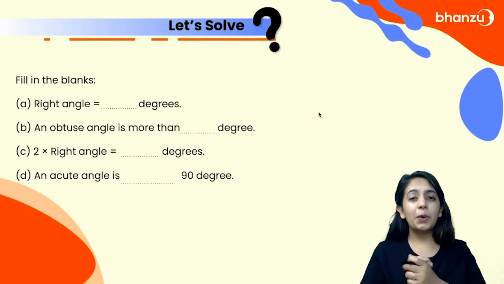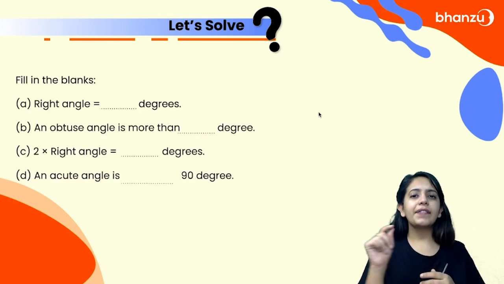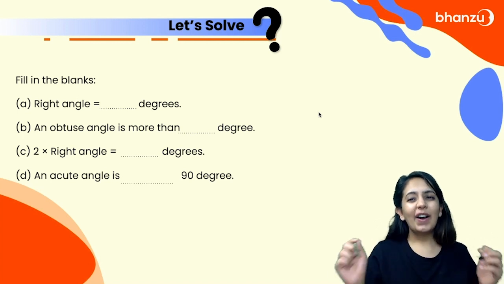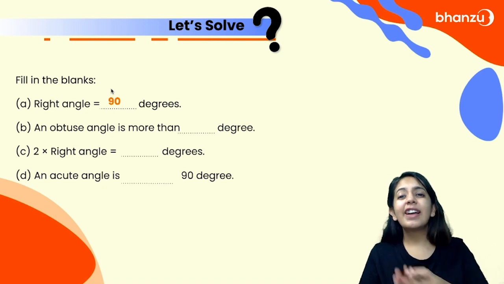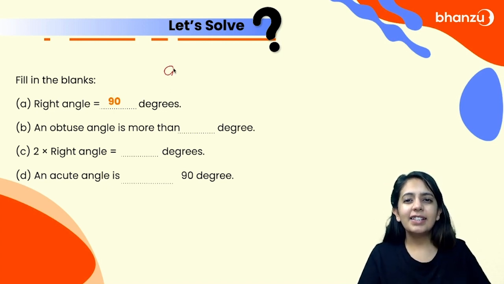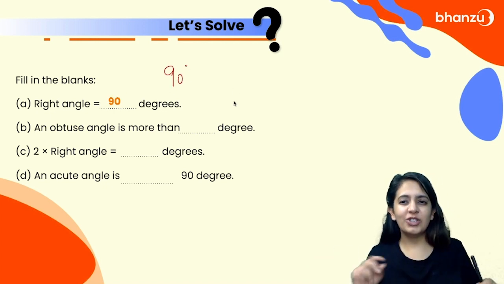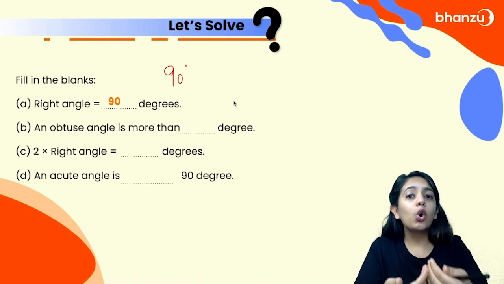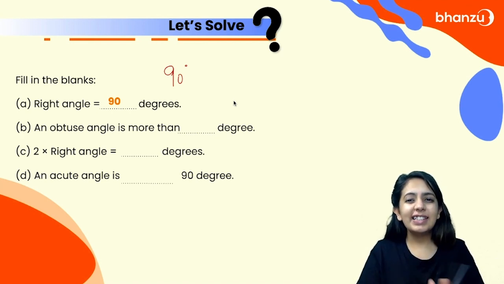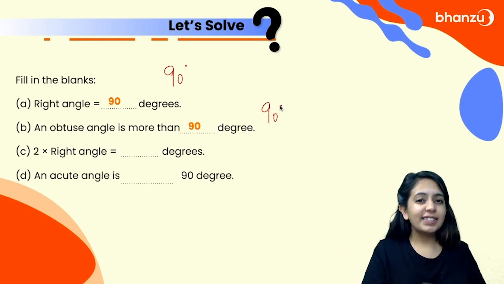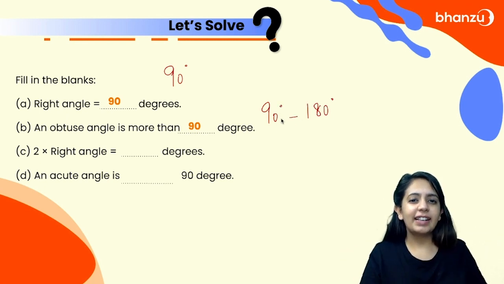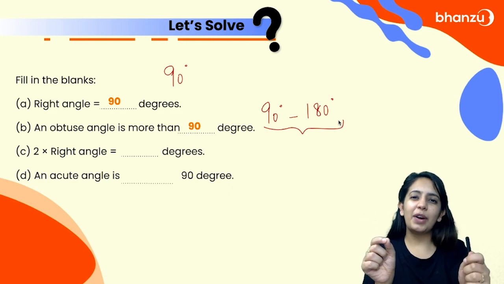Now moving on to the next question. Pause the video and figure out the answers to this question. Alright, one right angle is equal to how many degrees? It is equal to 90 degrees. That is this. Okay, next question. An obtuse angle is more than dash degrees. It is definitely more than 90 degrees, but it is less than 180. So it is between 90 and 180.